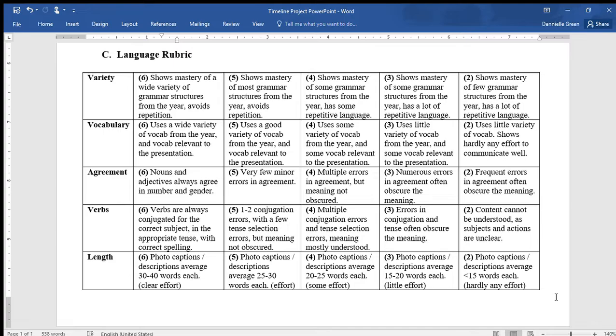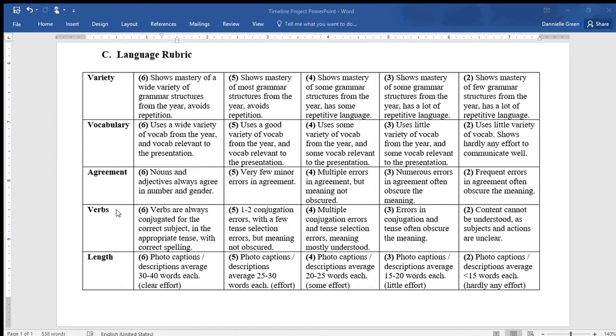Next, I'm looking at your verbs. Are your verbs conjugated for the right person? And are they conjugated in the appropriate tense? And finally, I'm looking at the caption length. So above I said that you needed to have captions between 25 and 40 words. If you want to get the sixth point here in this category, your captions should be between 30 and 40 words. Make sure that if you're trying to get all the points, you're really going the extra mile here and giving your best work. Now let's take a look at what things you all need to be submitting this week.